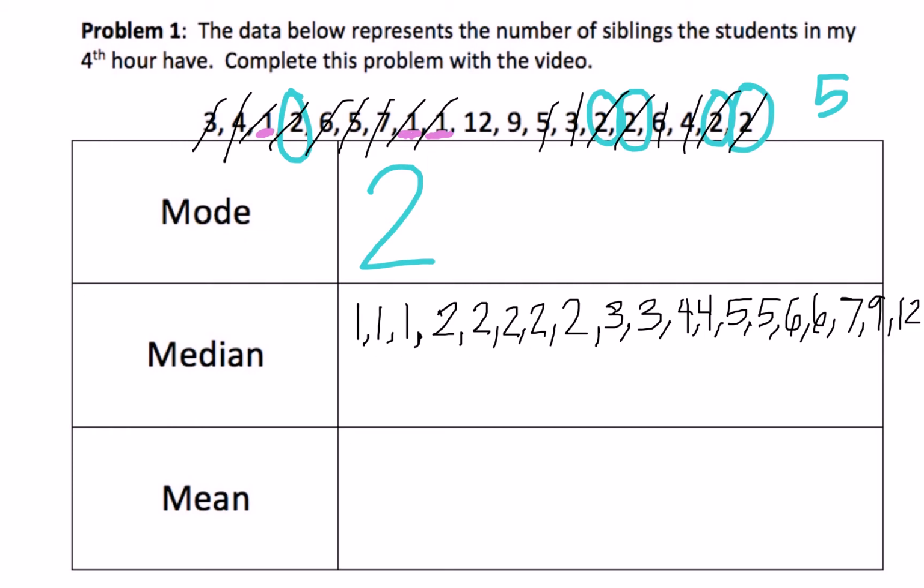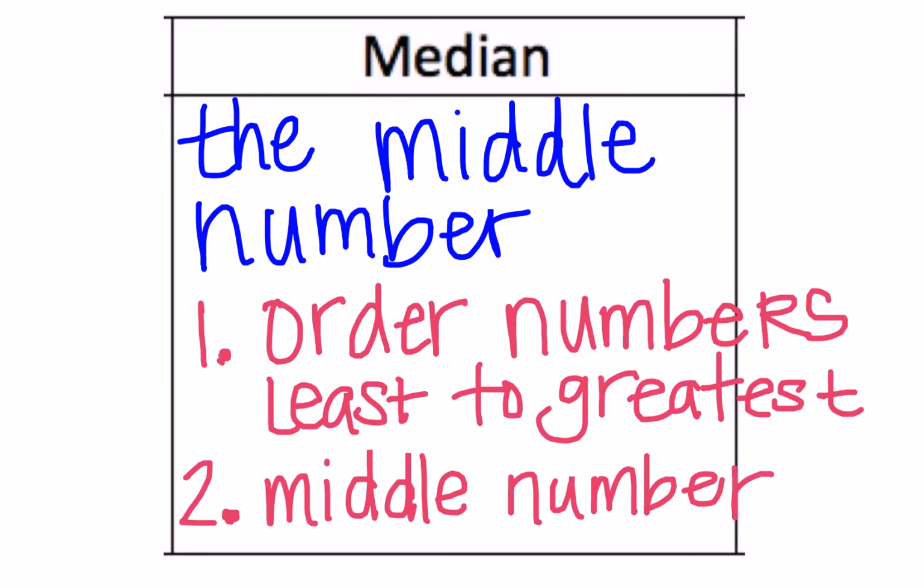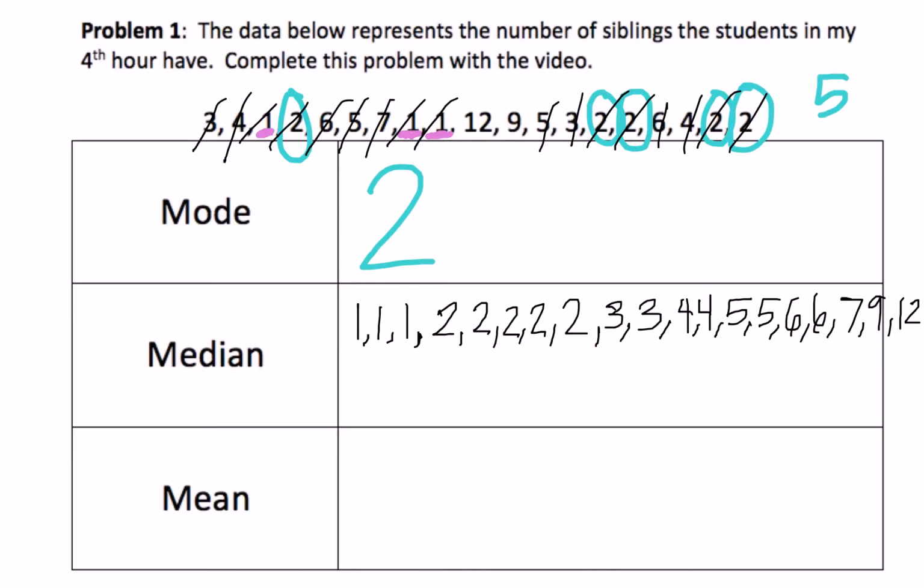So that was step 1. If you go back to median, it says step 1 right here is to order your numbers least to greatest. So we just did that. I put all of these numbers in order from smallest to biggest. Now I have to find the middle number.